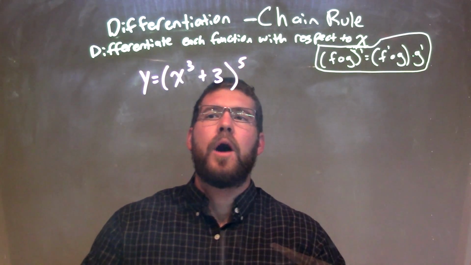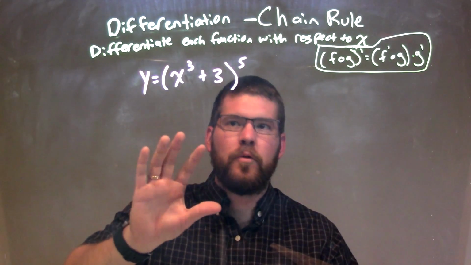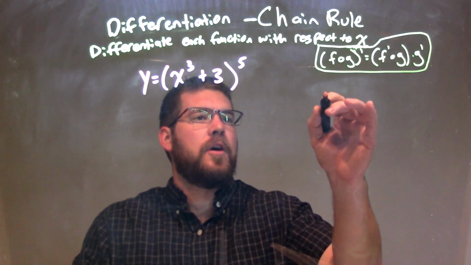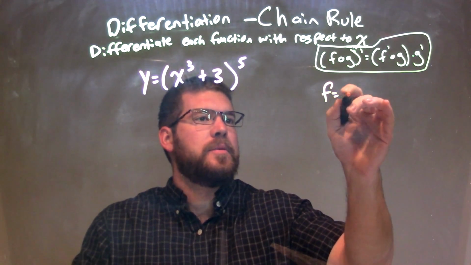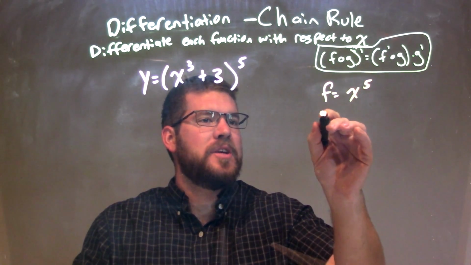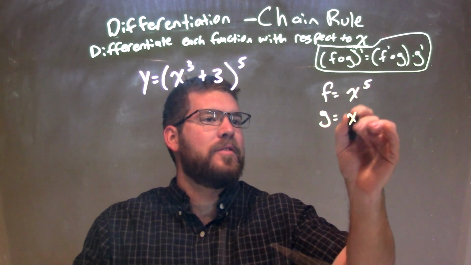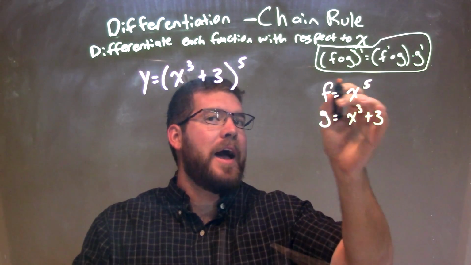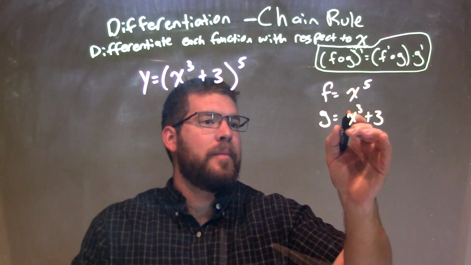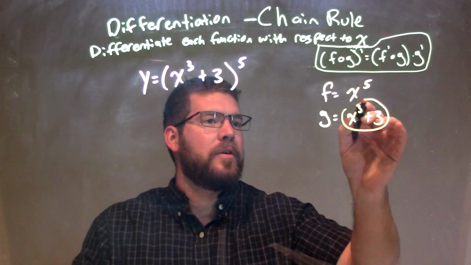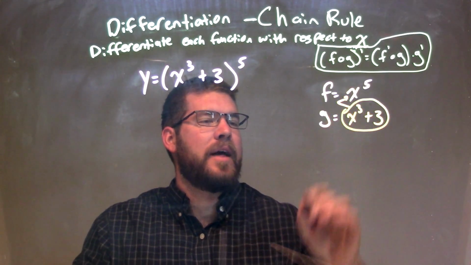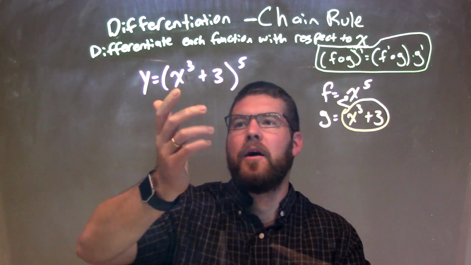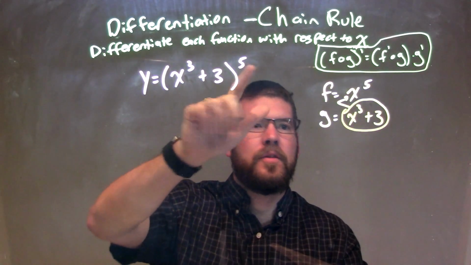Okay. Well, I want to see if I can break this down really as two functions. We have the power on the outside, and then what's inside the parenthesis. So if I label my f to be x to the fifth and my g to be x to the third plus 3, right here we would have our f of g being written right there, right? You can imagine if I took the x to the third plus 3, I could plug it in for that x, and so I had f of g, which would give me my whole function here, x to the third plus 3 all to the fifth power.